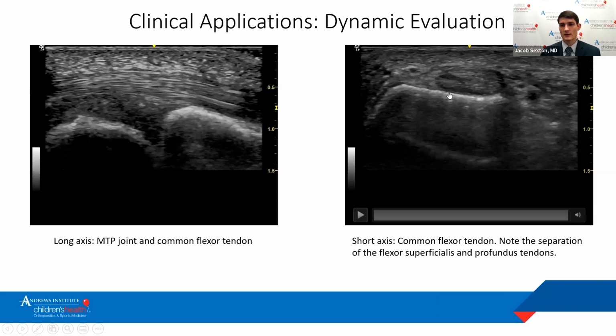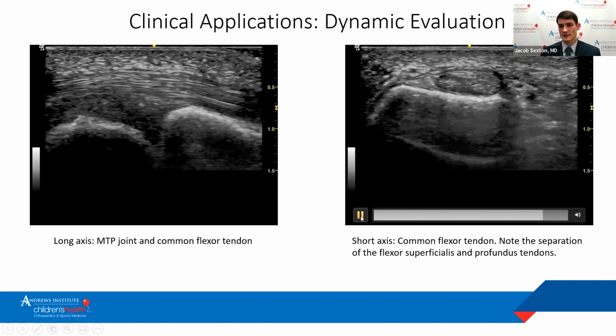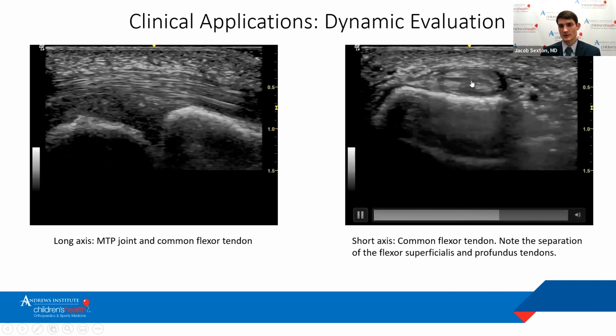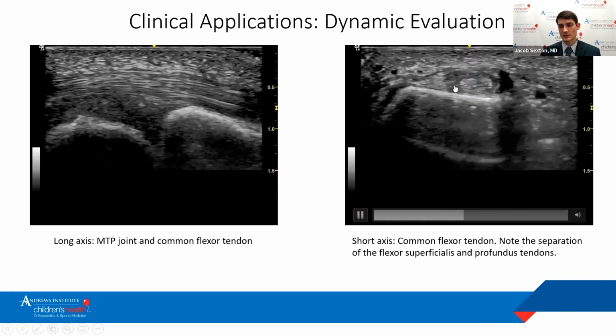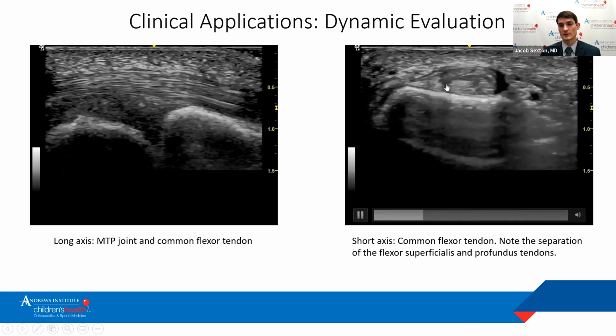I have the metacarpal at this point in time in long axis. I know I'm in the finger as well. I have the nice neurovascular structures on both the medial and lateral aspect of the finger with these nice hypoechoic structures. So as this image is played, what I want you to see are the separation of the two muscle bundles or the two tendon bundles here.